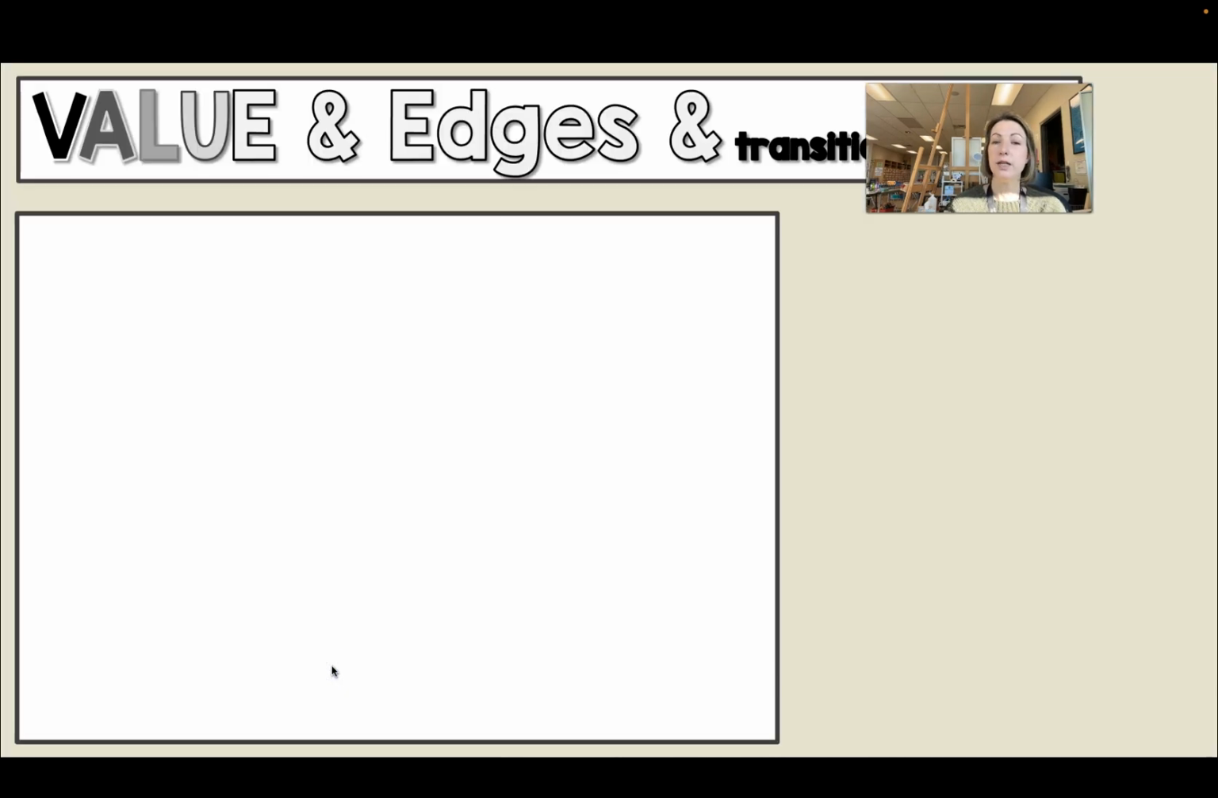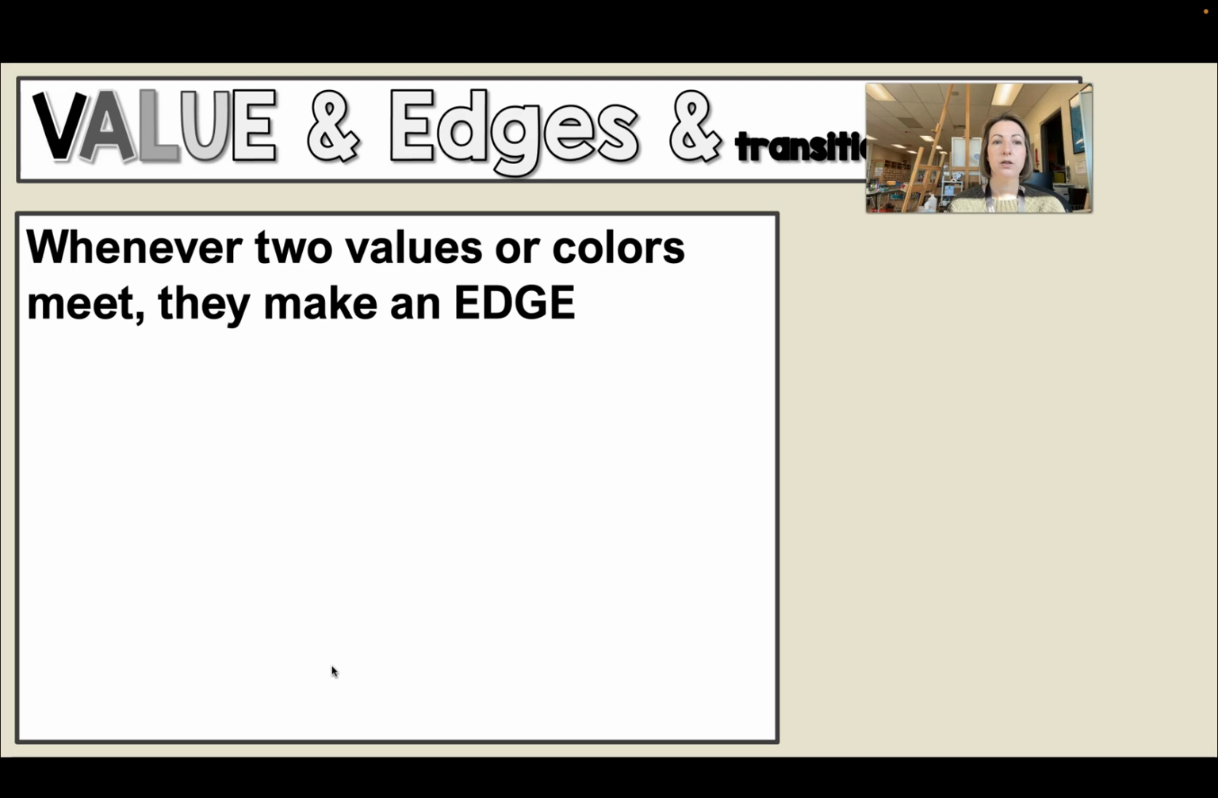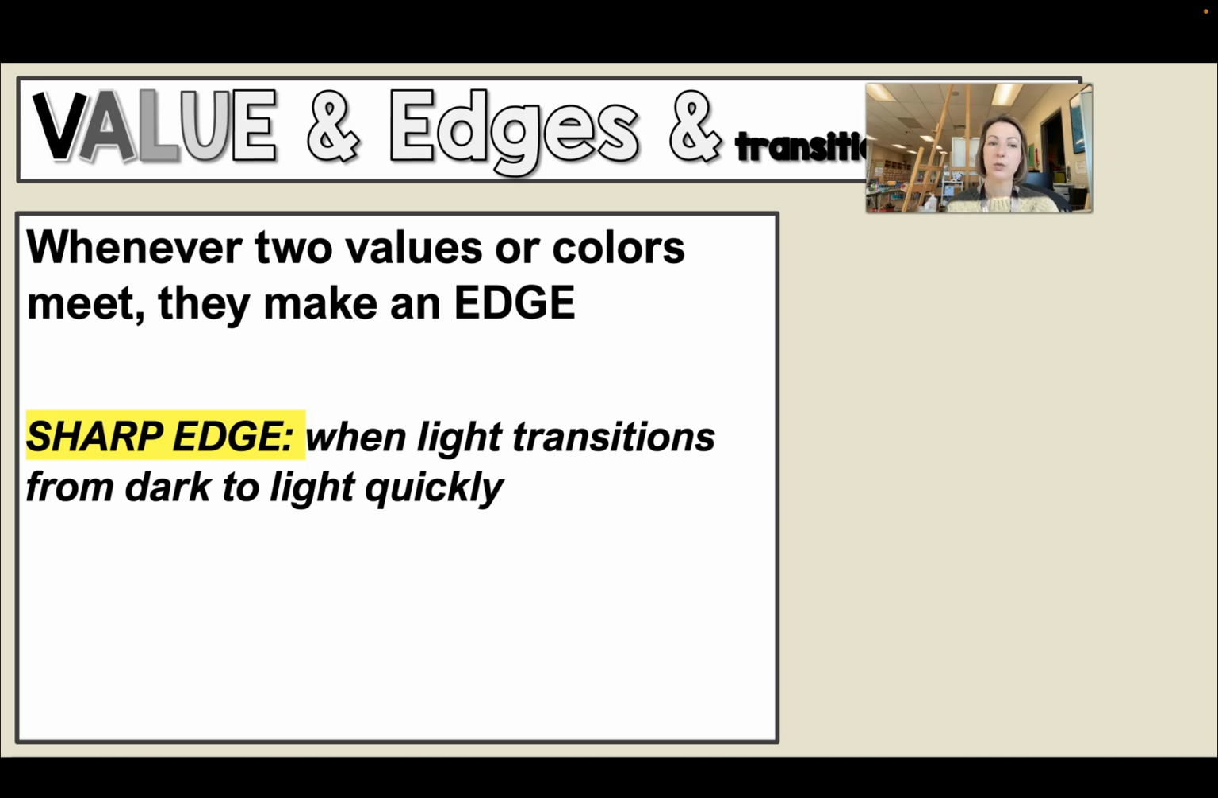So, values and edges and transitions. Whenever two values or colors meet, they make an edge. If you're looking at my hand right now, the sun's coming in, so it's making a pretty sharp edge right there from my hand to the highlight. A sharp edge is when light transitions from dark to light very quickly. Like a line: dark, light.